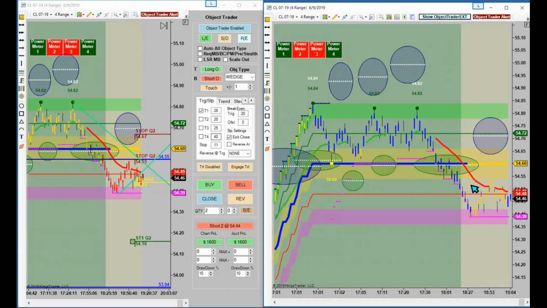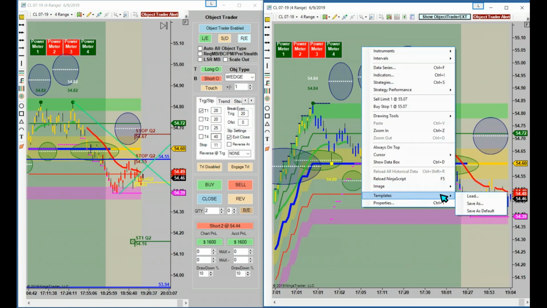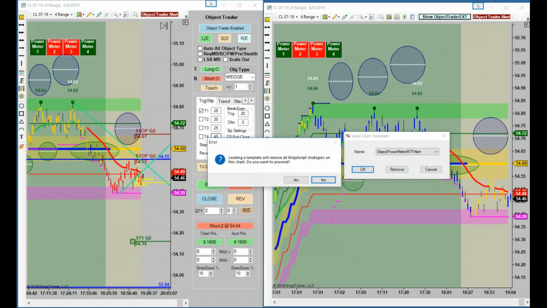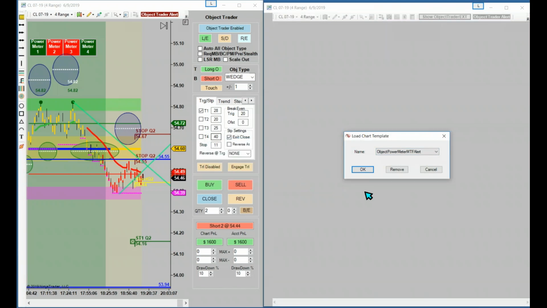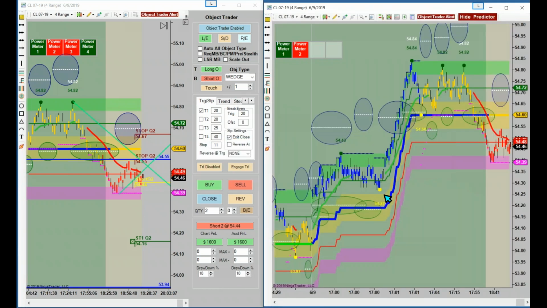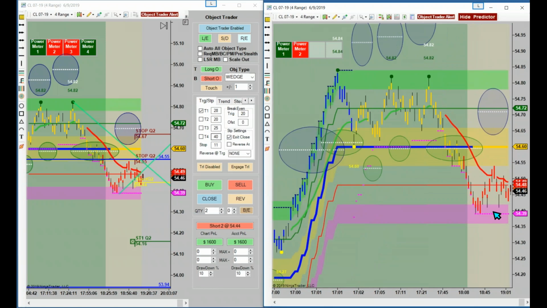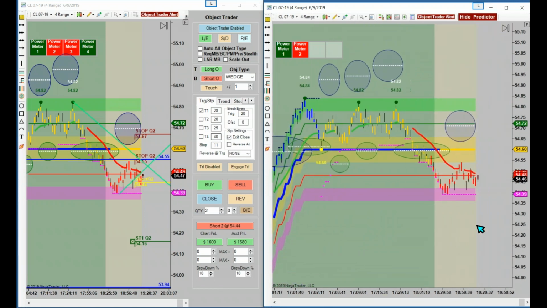I don't know why that particular chart did this. See those blue bars and yellow bars? That's not correct. So let me redo the template. We'll go ahead and redo the template. Yeah, we designed Object Trader to be just exactly like you're drawing on your charts all the time.